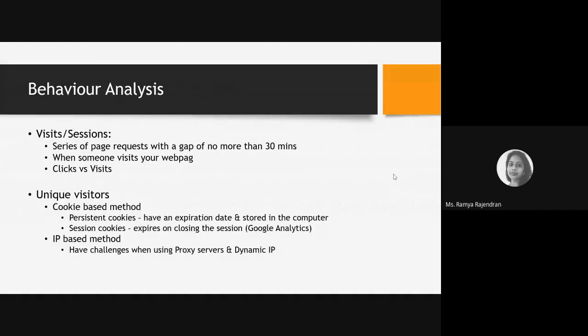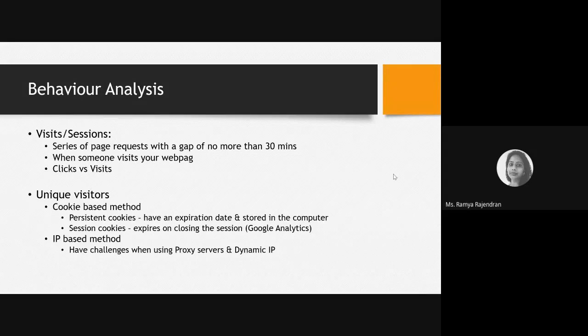This is one of the advantages or disadvantages that you can talk about with Google Analytics. If the same person visits the website again and again, Google Analytics tracks it as a different user because it is tracking based only on session cookies. Okay, so next one is the IP method.